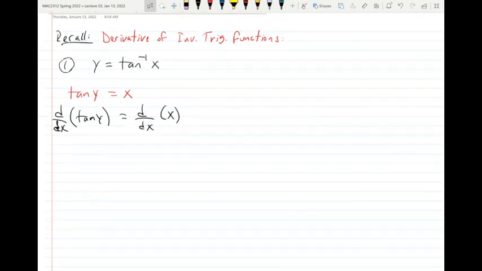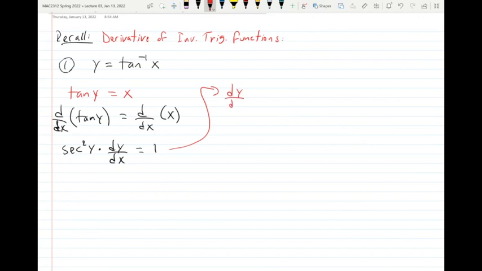So now on the left-hand side, notice that this is a composition. We have the tangent function together with the y function. Y is a function of x. So when you do derivative, this is going to be secant squared of y times dy dx. Remember this? That's implicit differentiation, okay? Which is just a fancy name for the chain rule, the composition. And then on the right-hand side, what's the derivative of x? 1. Good. So that's equal to 1. And then from here, it follows that dy dx is actually 1 over secant squared of y.